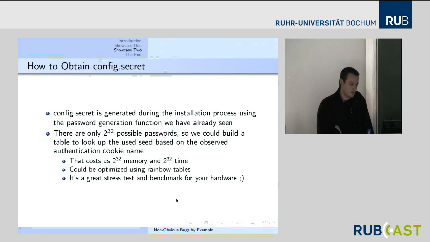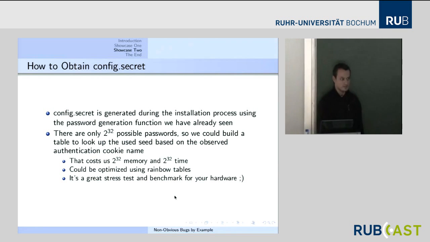Okay, we know config.secret was generated during the installation process using this genRandomPassword function that we've seen. There are only 2 to the power of 32 possible passwords, because we have only 32 bits of seed for the random number generator. So there can't be more passwords. We could just build some table to look up the seed based on the token that the Joomla instance gave us. The table would cost us 2 to the power of 32 memory and 2 to the power of 32 time. And we could actually optimize it using rainbow tables, but then again, I'm lazy and I didn't do it.